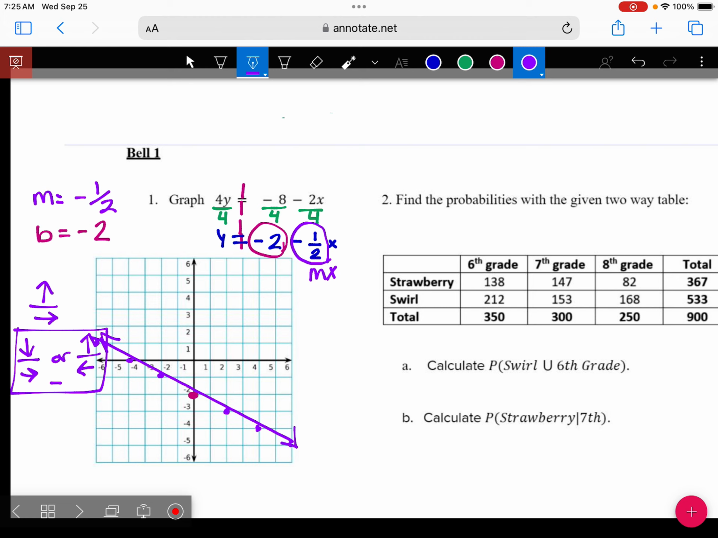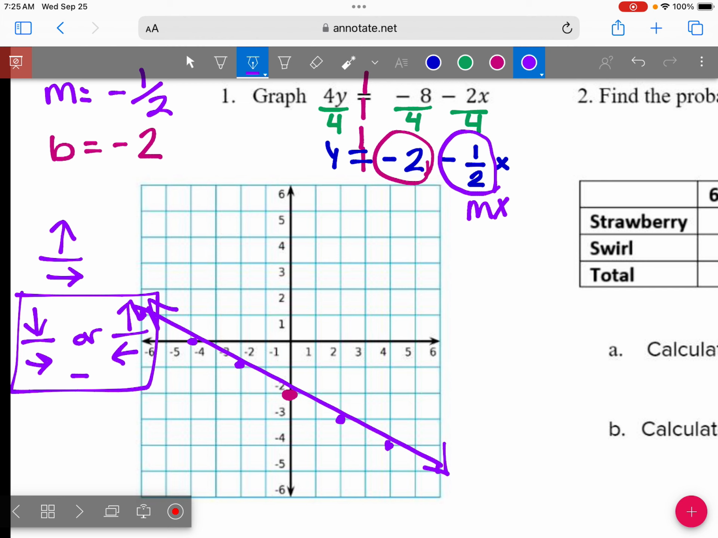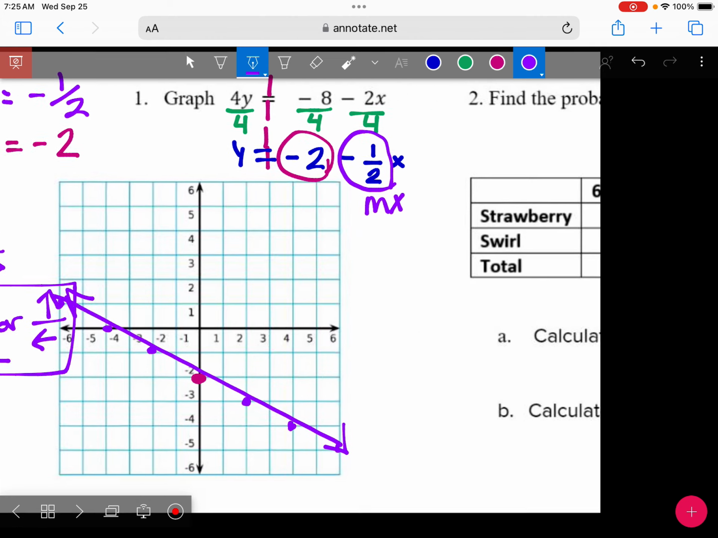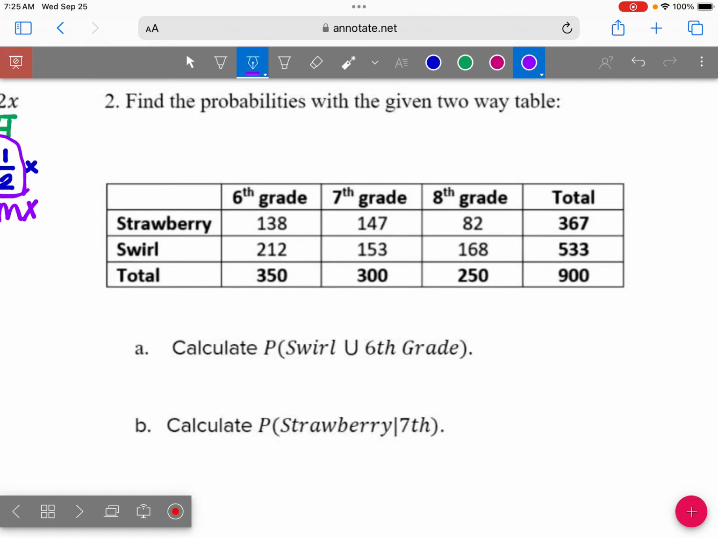Both ends get arrows. We draw to the edge of our graphs. Who sets it up? All right, questions on our line? Okay.